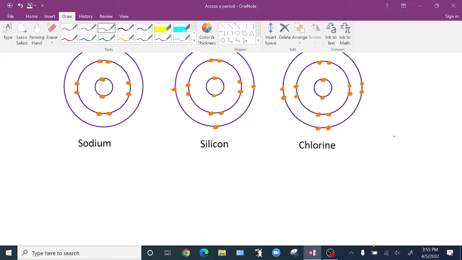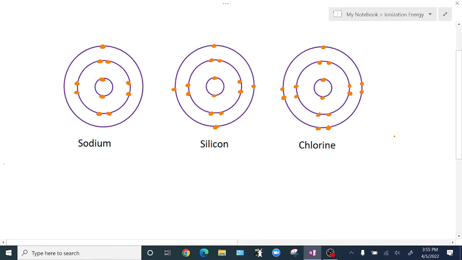And I've drawn some Bohr diagrams quickly for you. I think Bohr diagrams help us understand what's happening at the atomic level. And so the three that I chose from period 3 on the periodic table are sodium, silicon, and chlorine.